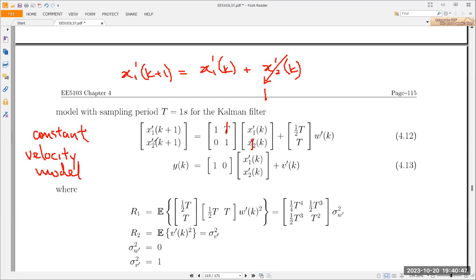And you see the speed will always be equal to 2. If this is 2, this will be 2, and the next k will also be 2, because x2 at k+1 is always equal to x2 at k. So that's why we call this the constant velocity model. Whatever x2 is at k, it will be x2 at k+1. So the velocity will always be constant, and the new position will always equal the last position plus the velocity, or the speed.